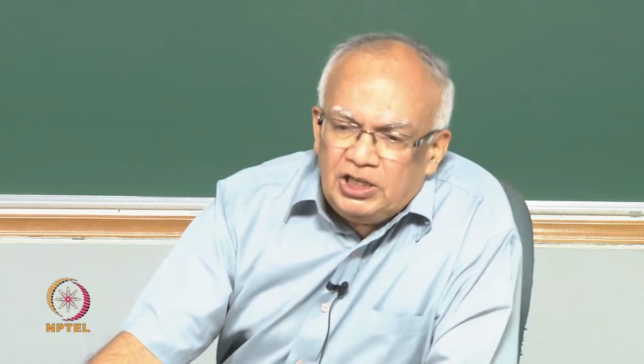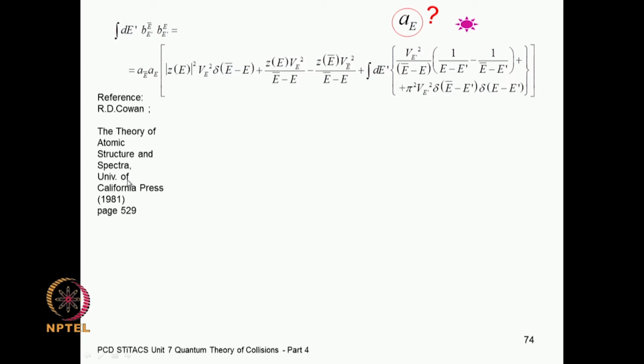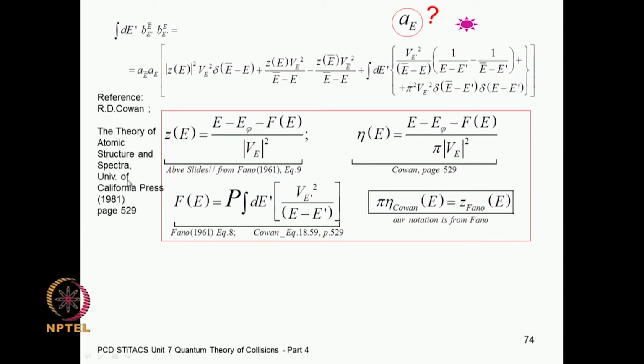In addition to Fano's paper, I recommend Cowan's book, Theory of Atomic Structure and Spectra. The notation is slightly different, which is why I am alerting you: the principal value function, this integral, has the same notation in both Fano and Cowan. But the difference is that what Fano calls z, Cowan uses eta, and his function differs from Fano's by a factor of pi. That is the only difference, and if you are using a combination of these two sources, you have to be careful with the literature.